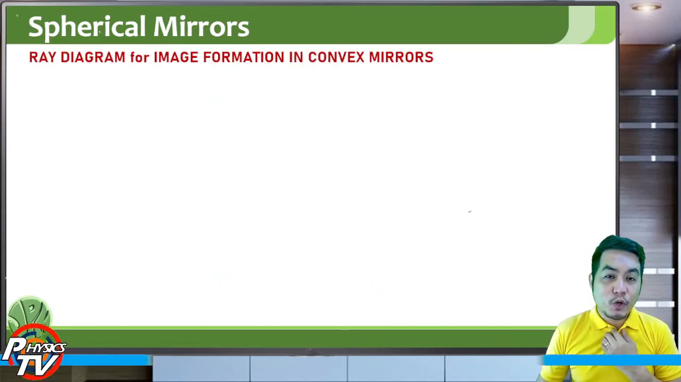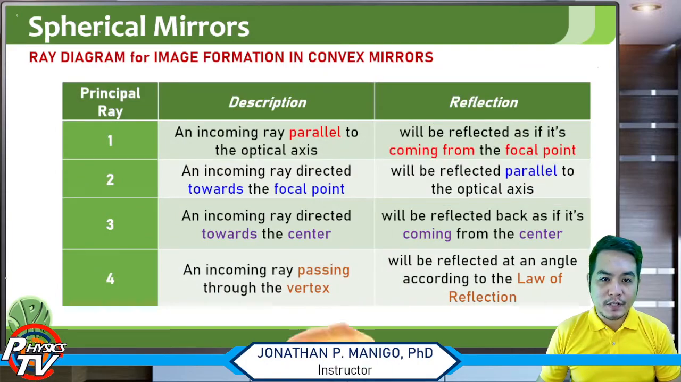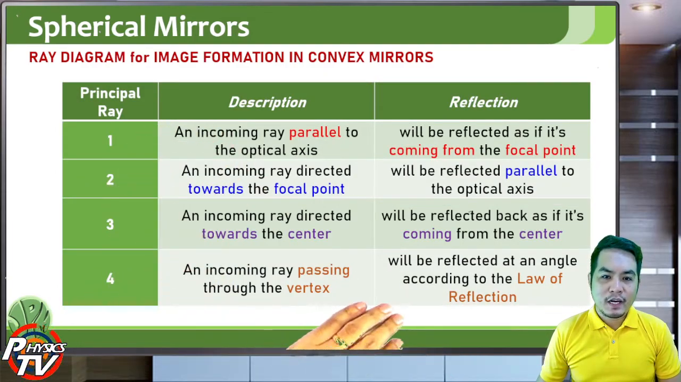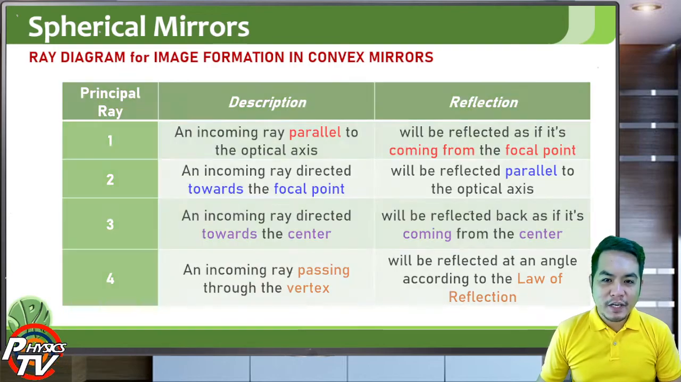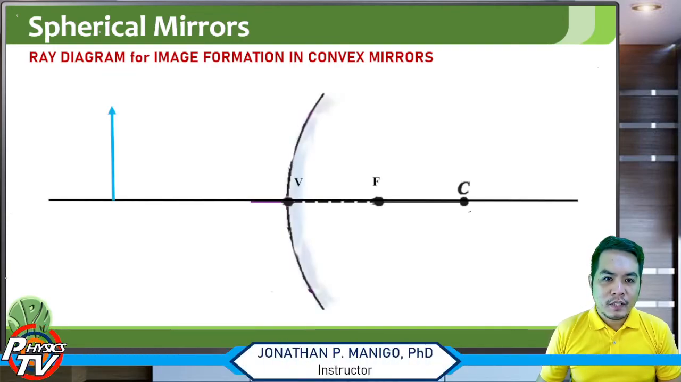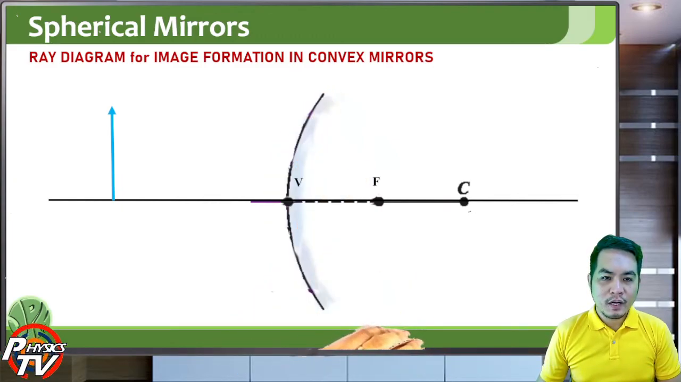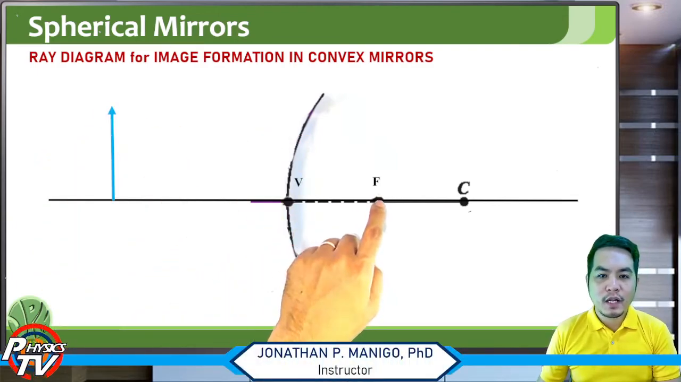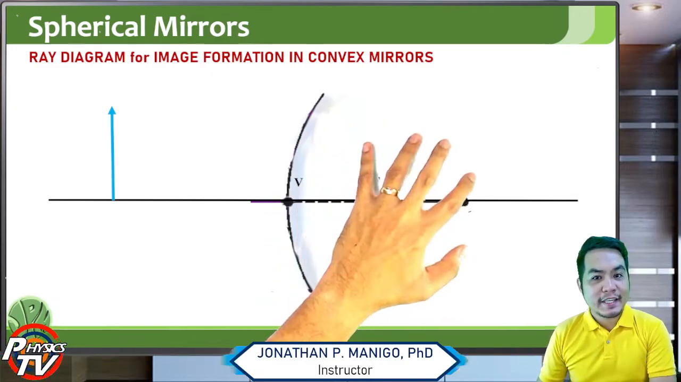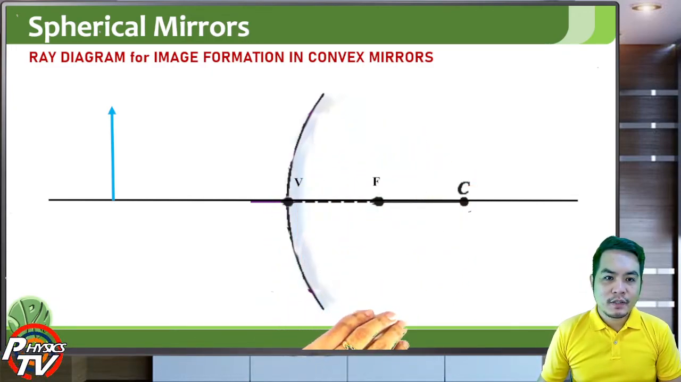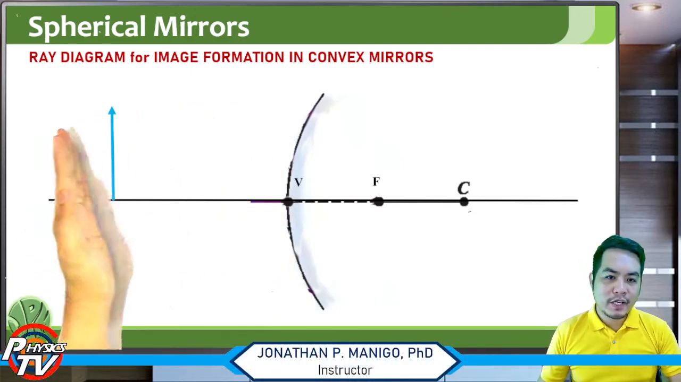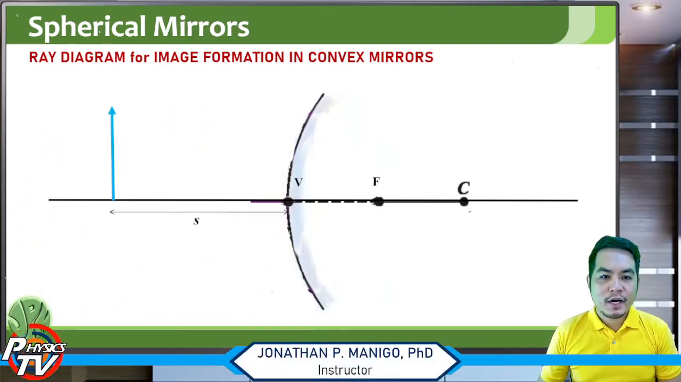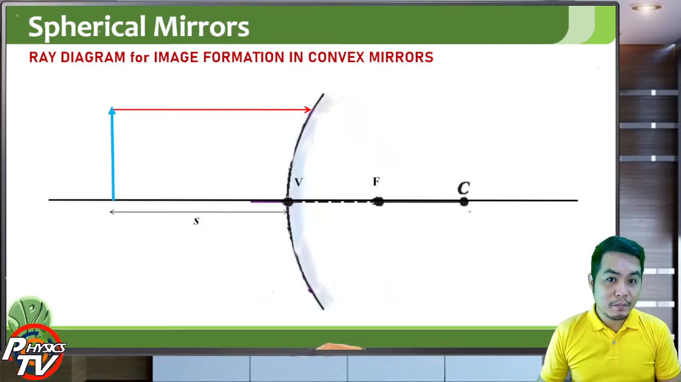So let's now go to convex mirrors or diverging mirrors. So these are the four rays. I'm just going to go through with the animation here. In a convex mirror, there's no special situation because the vertex, the focal length, and the center of curvature are inside the mirror. So it doesn't matter where your object is because it's always on this side. A ray parallel to the axis will be reflected as if it's coming from the focal point.